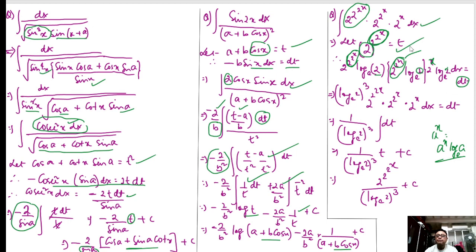Okay, so please watch here. log e 2, log e 2 and log e 2, there are 3 times. So this is a cube, and this into this, here dx is dt. So this whole part is actually dt by log 2 whole cube. So this we have done, dt by log 2 whole cube. So integration of dt is t, and now replacing the value of t, we get the answer.